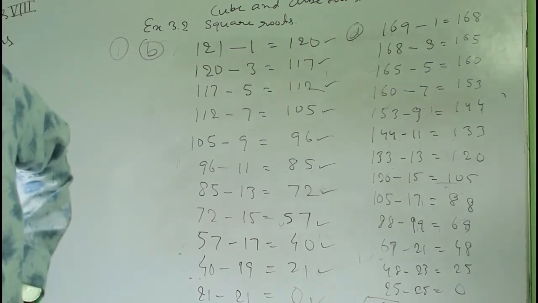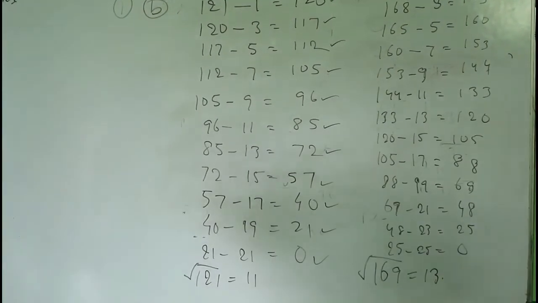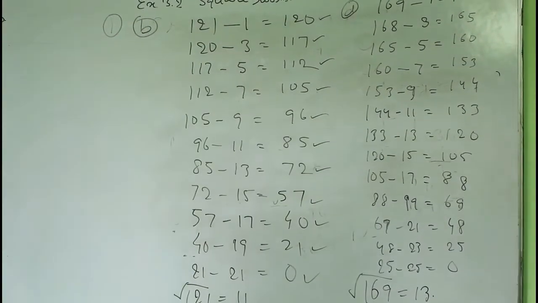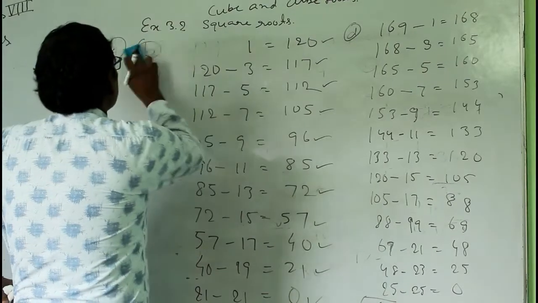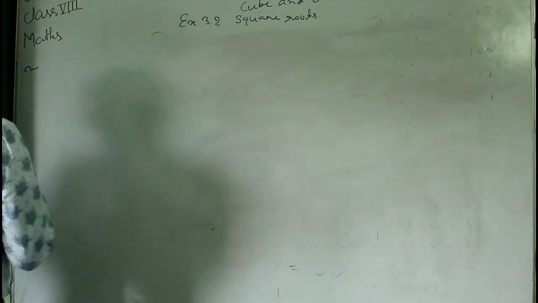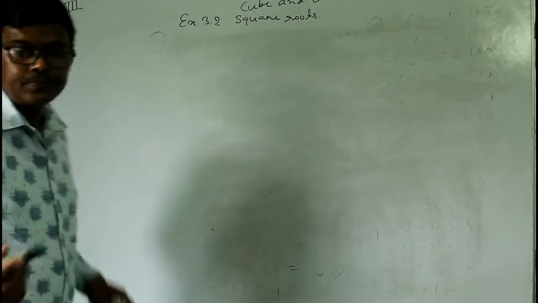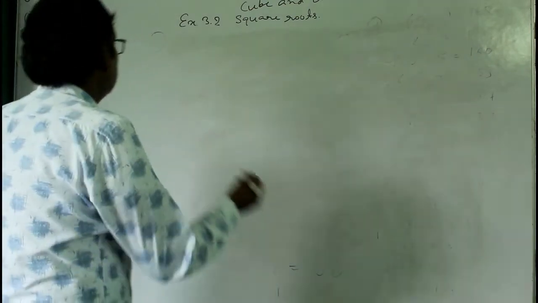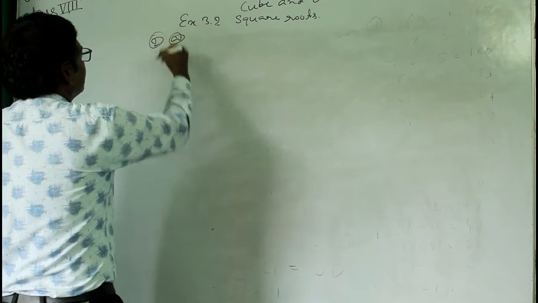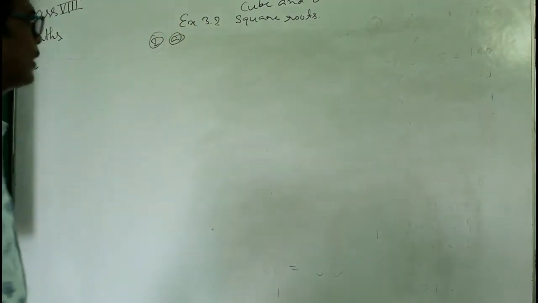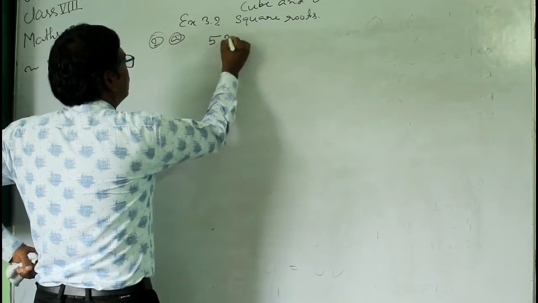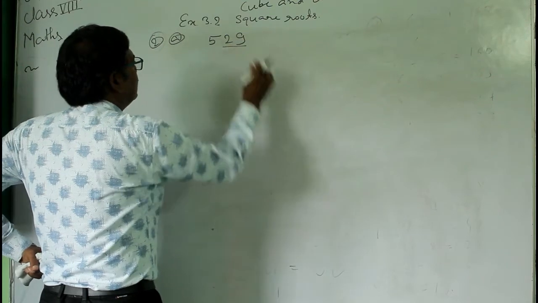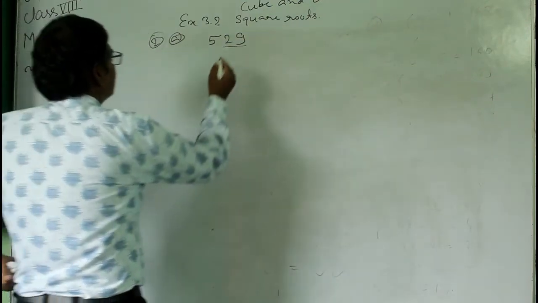Now question number 2. Find the square roots of the following numbers by using their ones and tens digit. Question 2A: the first number is 529, and we have to find the square root of this number. First see the ones digit here. In this number the ones digit is 9.